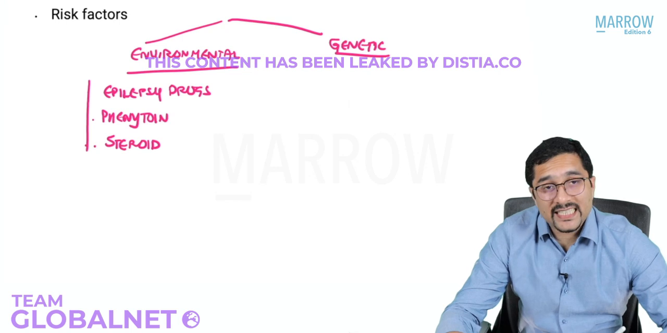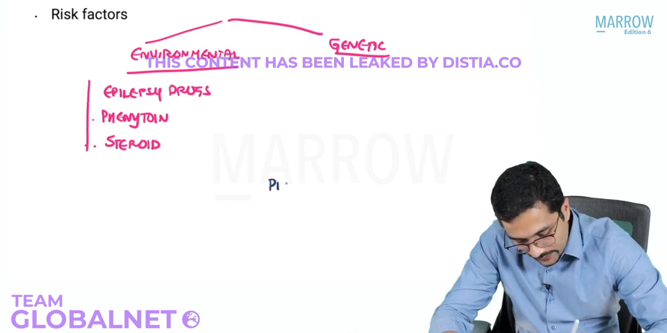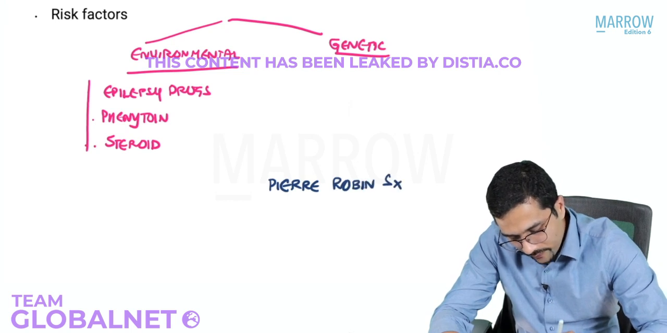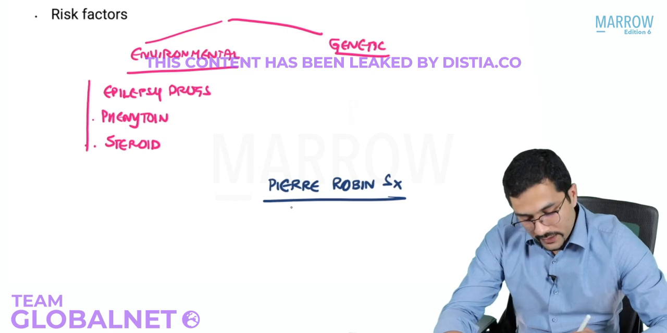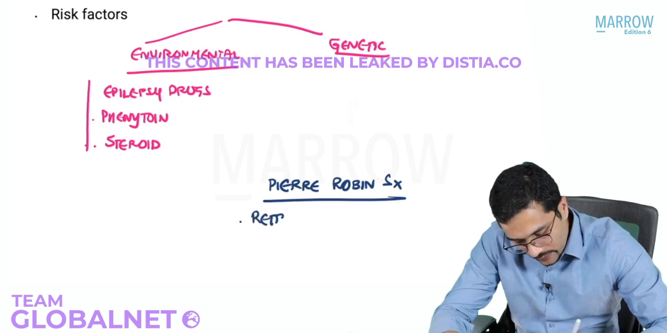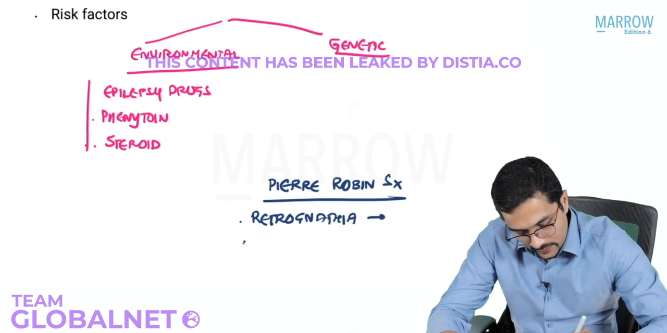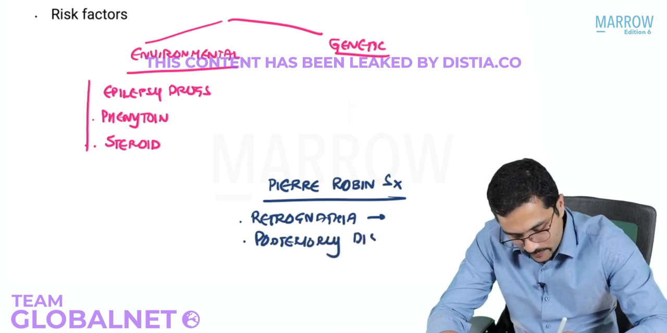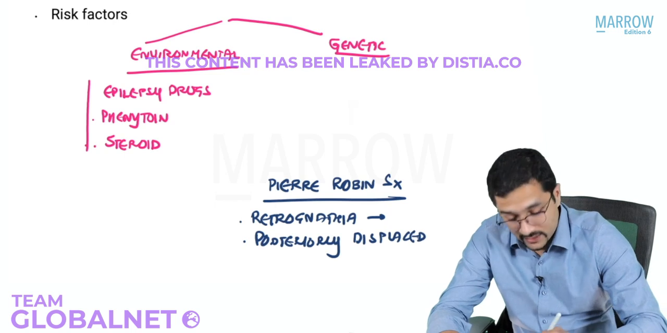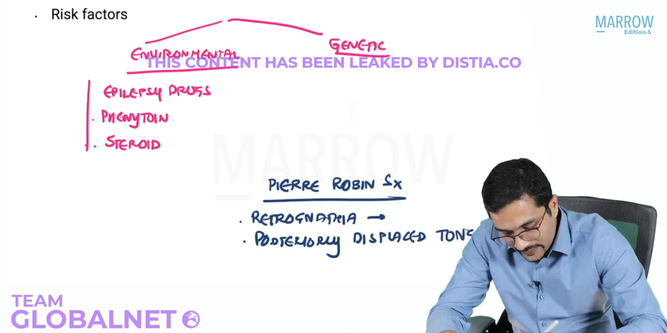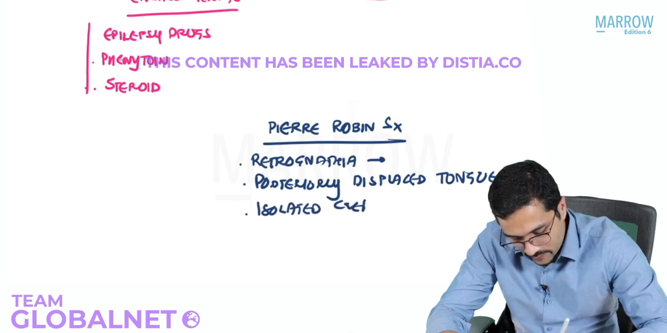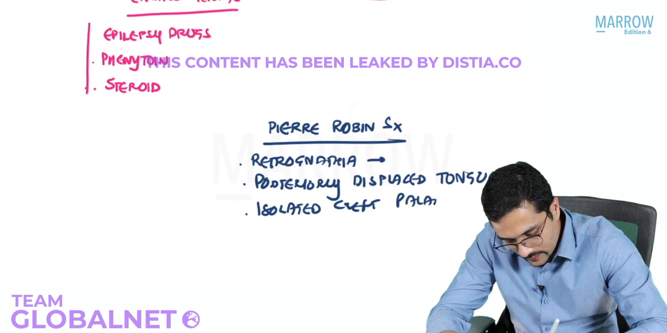Also, one of the genetic syndromes which are associated with cleft lip and cleft palate is Pierre-Robin sequence or Pierre-Robin syndrome. And Pierre-Robin sequence is retrognathia, right? Which means there's a posteriorly displaced tongue. There'll be a posteriorly displaced tongue in these patients, which can create a problem with the airway as well. And there is isolated cleft palate in patients with Pierre-Robin syndrome.